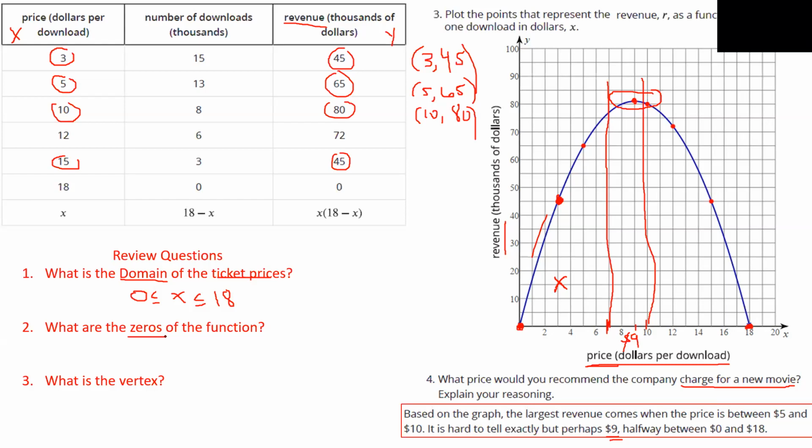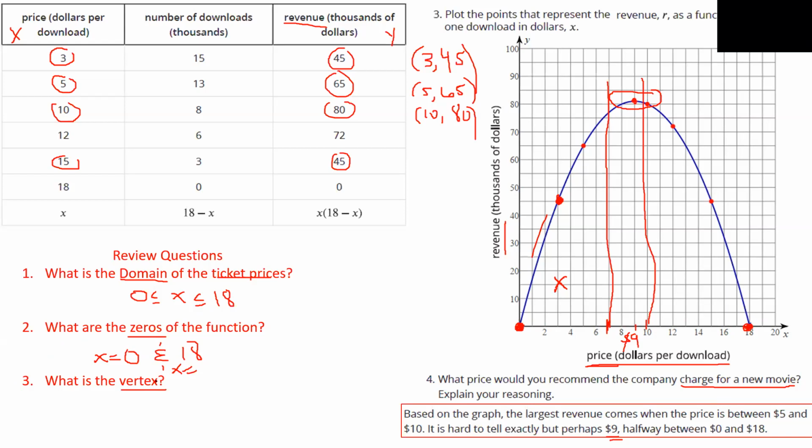So what are the zeros? Now you have learned that the zeros are basically the points where the graph crosses the x-axis. So these two points would be considered your zeros. So the zeros for this problem would be 0 and 18. You can even say x equals 0 and x equals 18, but just to make this quick, the zeros would be at 0 and at 18, basically anywhere where they cross the x-axis.